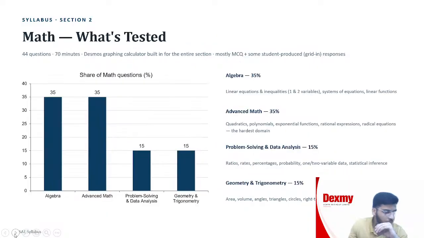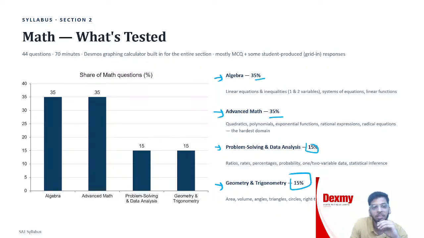Now, we'll go to the maths part. We'll see what the division is in mathematics. First of all, algebra is 35%, then advanced math is 35%, and then problem solving is 15% and geometry is 15%. As I was saying, this is 70%, that is 35 plus 35, and that is only 15 and 15, which comes to 30%. It's like this. And now we'll see what the syllabus is within these parts.